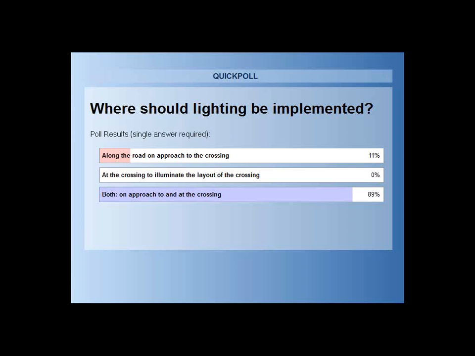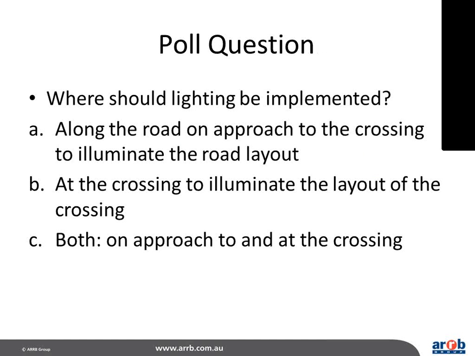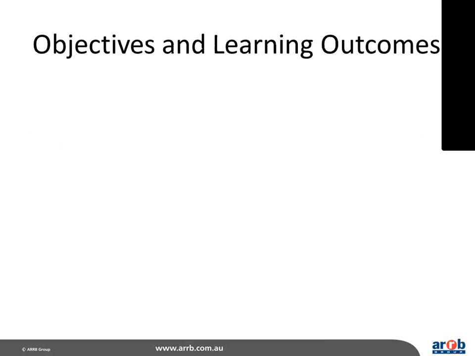So Ganesh, we have 89% of our respondents answered C, so both on approach to and at the crossing. So how do you feel about that answer? That's excellent, actually. That's the correct answer. Fabulous. A very learned audience here with us today. Exactly. When looking at lighting, you should look at both the approach and at the crossing. I'll get into this more in detail during the webinar.